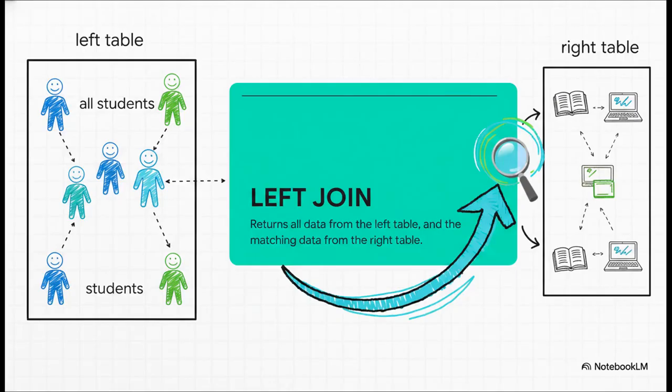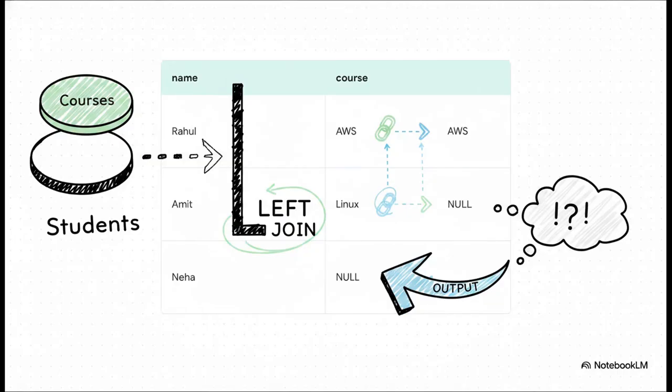Okay, on to our next type. What if you wanted to see all of your students, even if they haven't signed up for a course yet? Well, that's exactly where a left join comes in. It says, hey, I'm going to keep everything from that first table, the left one, and I'll just pull in matches from the right table where I can find them. Now check out this output. Rahul and Amit are still here with their courses. No surprise there.